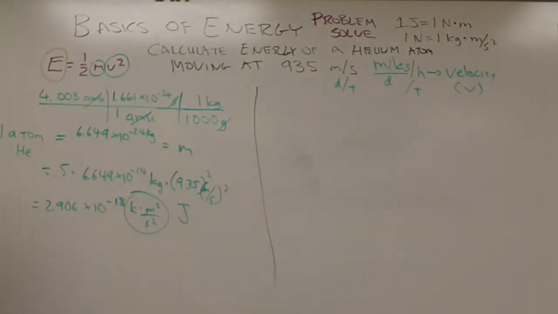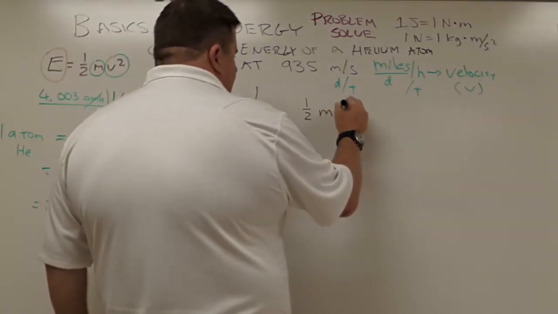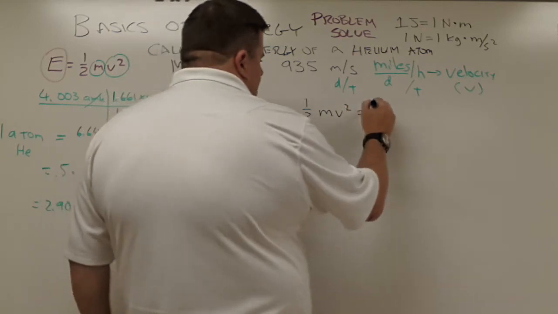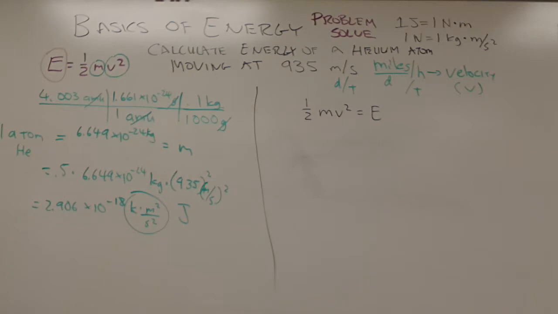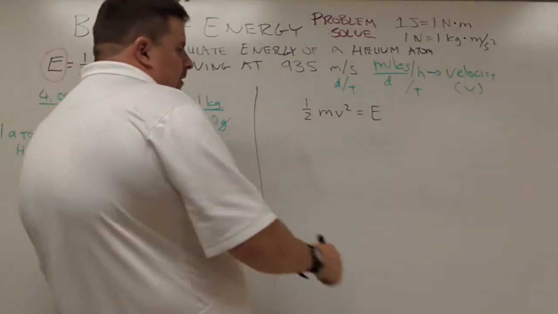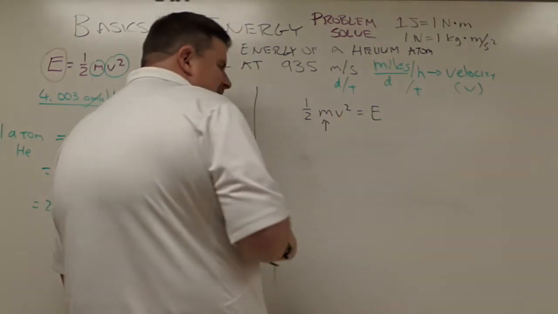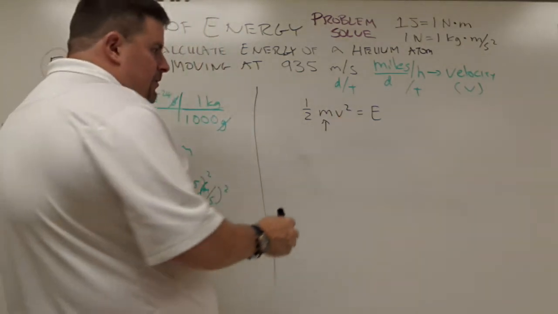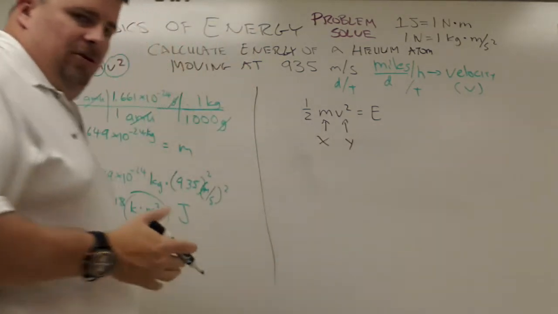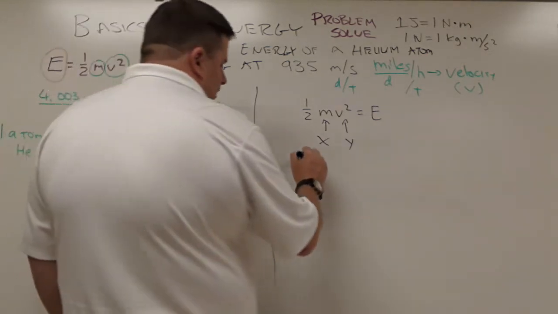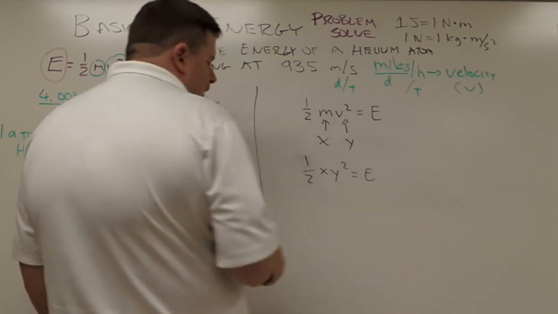All right? I can look at 1/2 mv squared, okay, is equal to E. Now at this point, I'm going to calculate for E, but I'm going to look at these things and say mass is going to be my x term, and V is going to be my y term. So another way of looking at this in the abstract mathematically is 1/2 xy squared is equal to E.